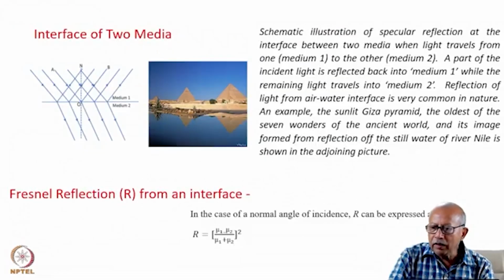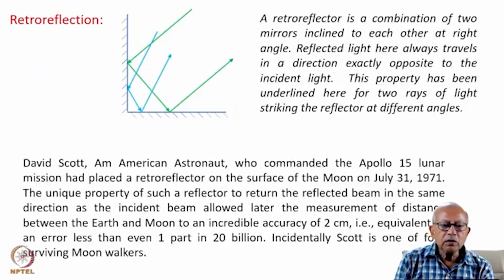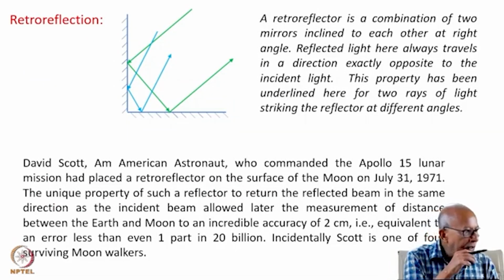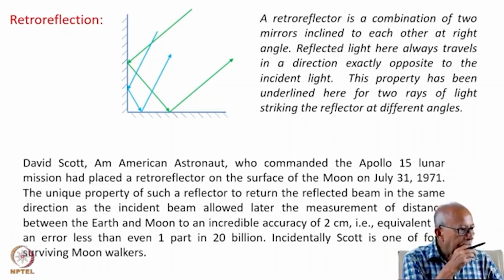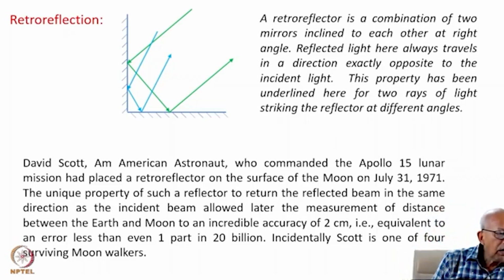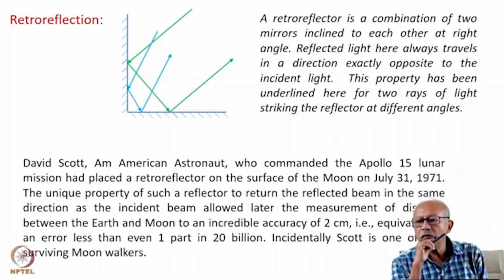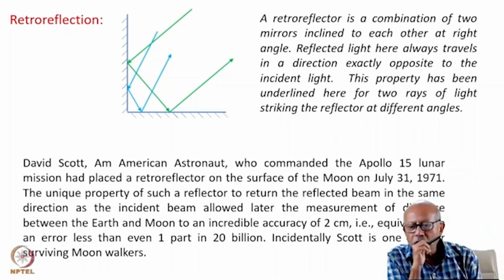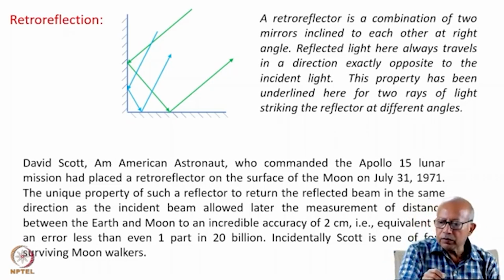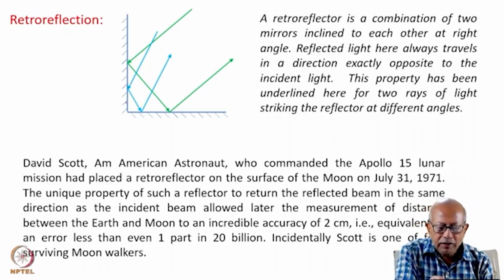There is yet another kind of reflection that is known as retroreflection. You see, the structure of some surfaces may be such that reflected light travels exactly in a direction opposite to that of the incident light. The reflection exhibited by such a surface is called retroreflection. A retroreflector is often a combination of two mirrors inclined to each other at a right angle.